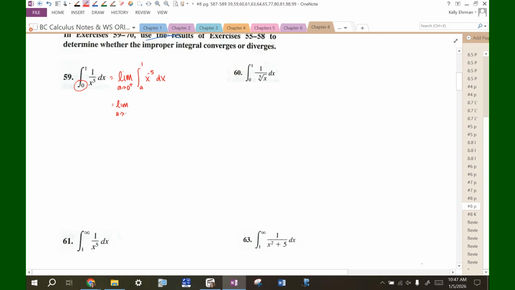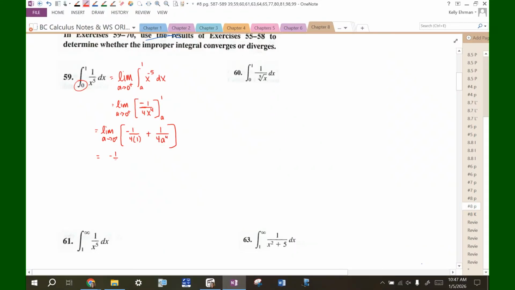So that's the limit as a approaches 0 from the right of, add 1 to this, you get x to the negative fourth. So I'm going to put 1 over x to the fourth there, divided by negative 4. We're going from a to 1. All right, and so then what does that come out to? I could factor the negative 1/4 out again, but that kind of made me nervous when I did that, so I'm not going to. 1 over 4 times 1 to the fourth minus negative 1 over 4 times a to the fourth. Now I can plug in my numbers.